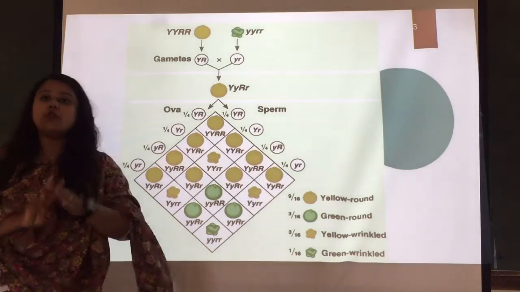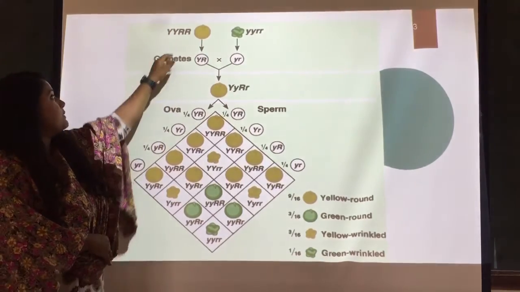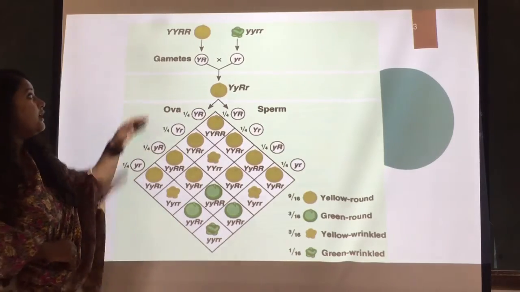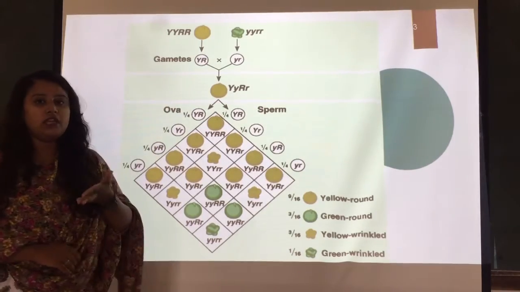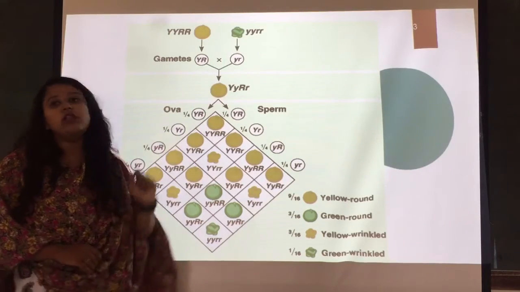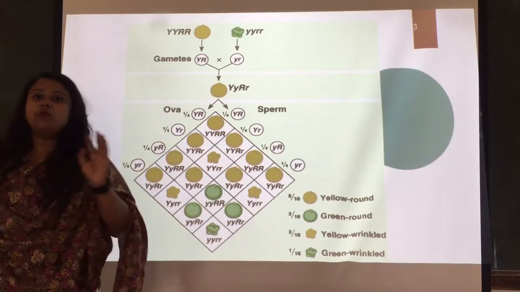So we are having two parents. The first one, which has the genotype capital Y, capital R, is going to depict what? Round yellow, or we can say yellow round. Here, small y, small r is going to depict what? Wrinkled green. Now we are having the two parents.